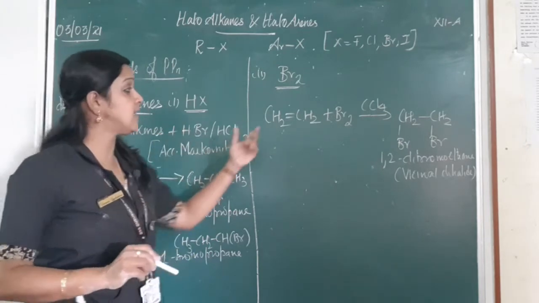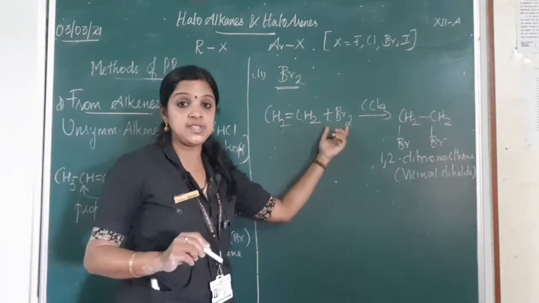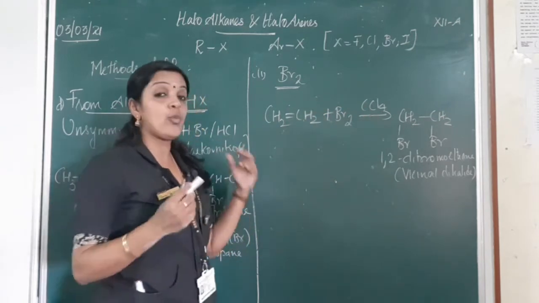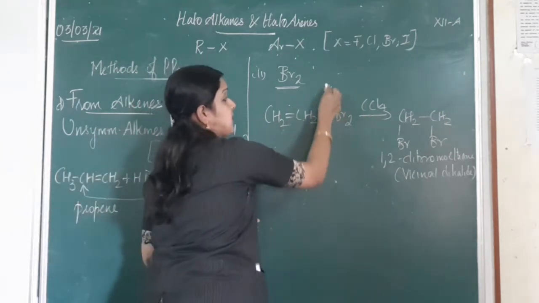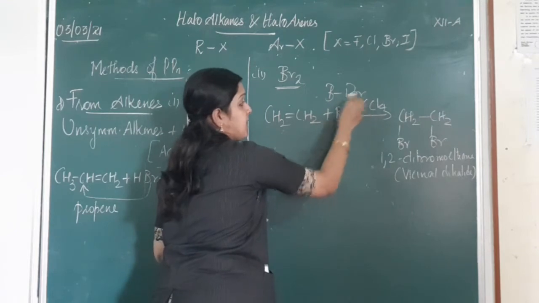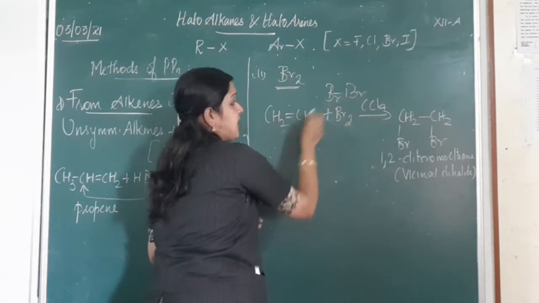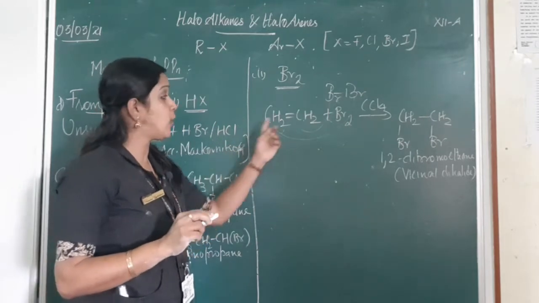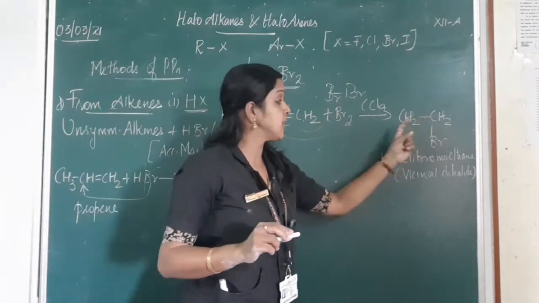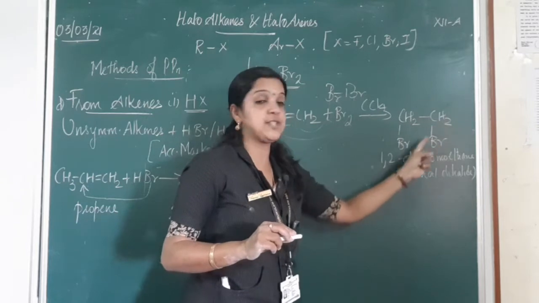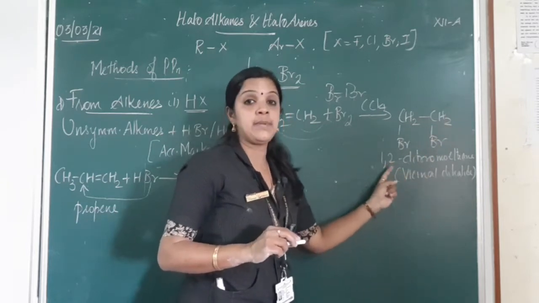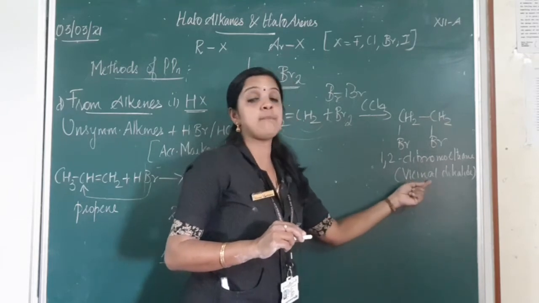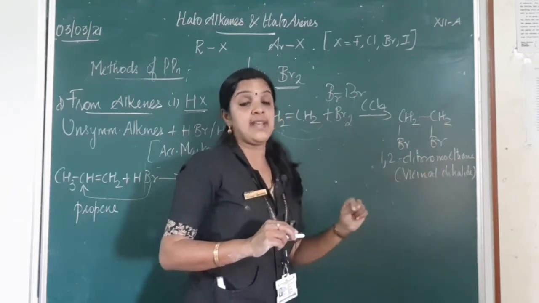In the same way, alkenes get added to halogens in the presence of carbon tetrachloride as a solvent. Now what should happen actually? This is nothing but Br, Br. So these two Br get added across the double bond. So when they get added across the double bond, it becomes single. So you get CH2Br, CH2Br, which I can name as 1,2-dibromoethane. Now this compound is called a vicinal dihalide.